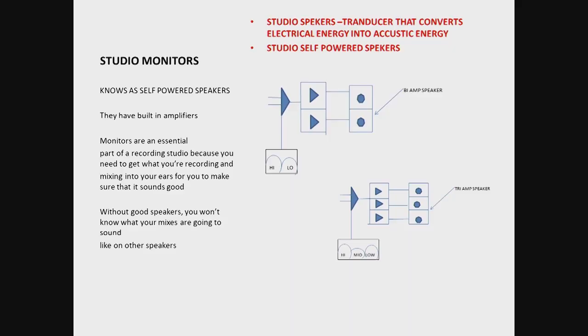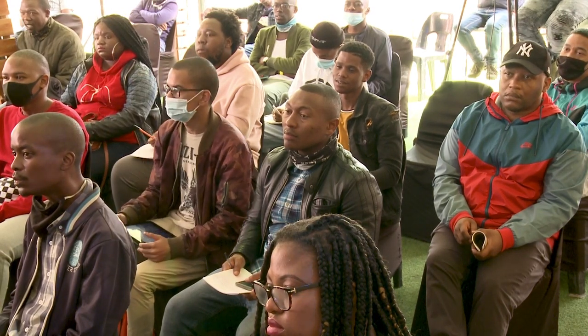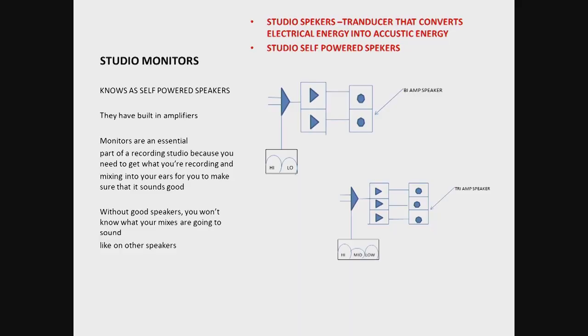So normally they have a mid on your subwoofers, because your subwoofers have a lot of lows. What do you call this? In a low, it's a bass, boo, boo, boo, boo. And then a high, and a little bit of low. So in the speakers we use in studios, you must buy a bi-amp speaker.